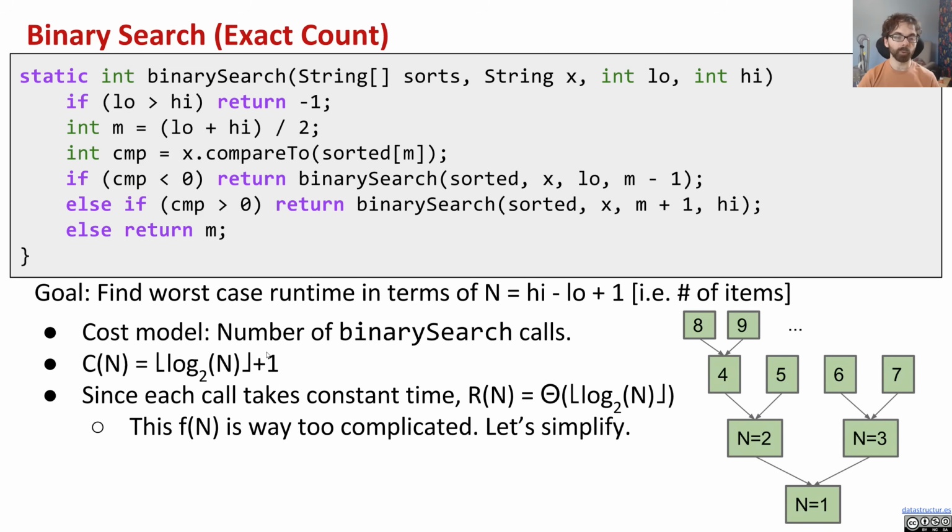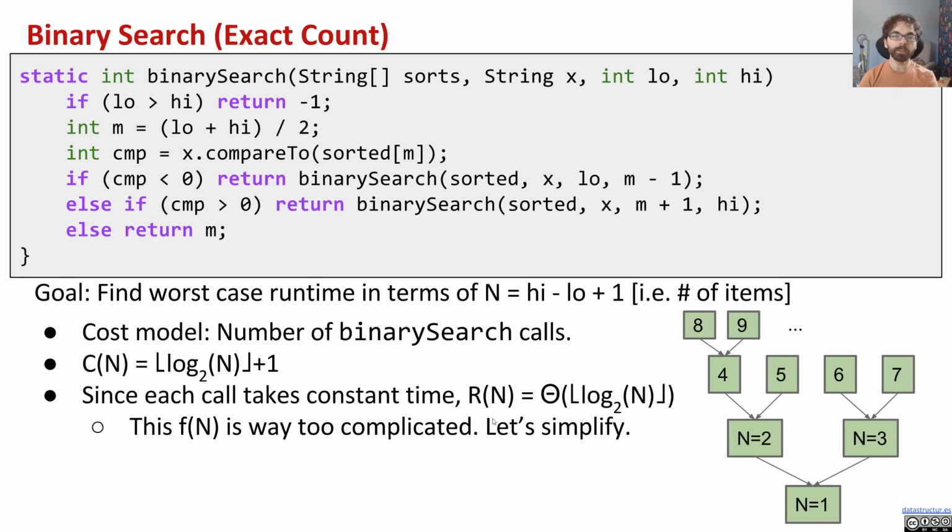So in this case, I'm going to drop the 1 because that's clearly going to be insignificant for a large n. And so we end up with the overall runtime as big theta of floor of log n. Now, I think that this is too complicated. It looks ugly. And so what we're going to do is simplify it down.